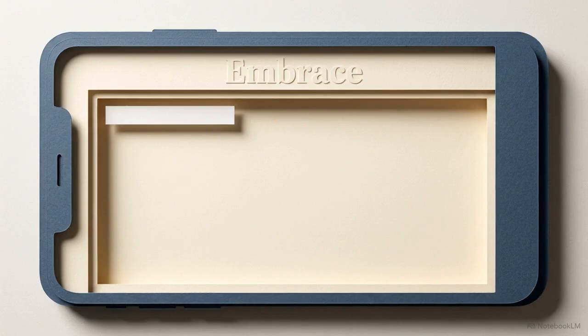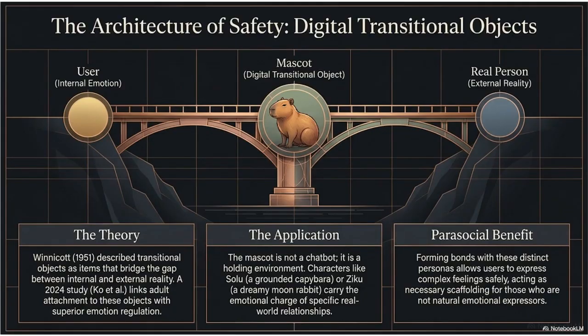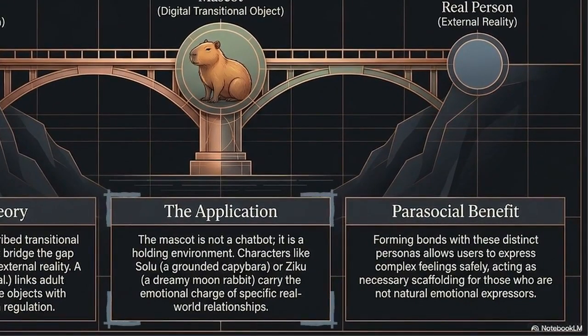Now we log your first practice, called an embrace. This is a directed journal entry aimed explicitly at one specific person in your life. Instead of writing into a void, you select an illustrated character to act as a proxy for that person. Psychology calls these transitional objects. They safely hold the emotional weight of a relationship without real-world judgment, providing necessary scaffolding for your emotions.